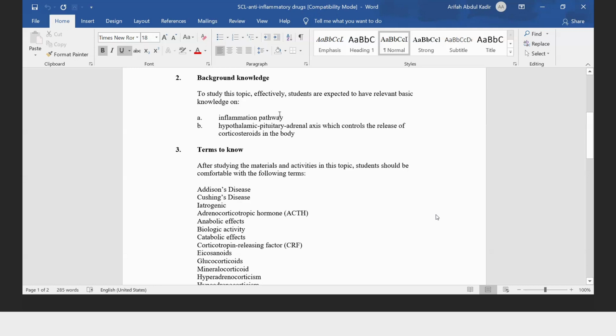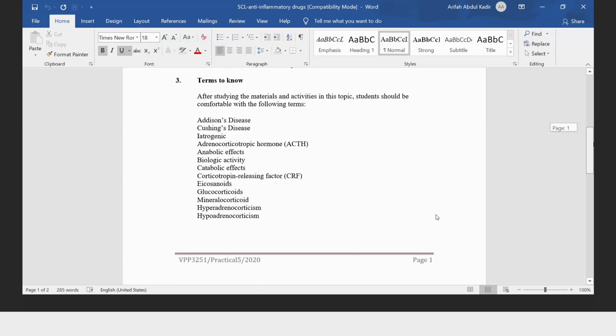Okay, so these are the basic things that you need to know on inflammation and the HPA axis. The terms that you need to know in this topic: Addison's disease, Cushing's syndrome or disease, iatrogenic, what are ACTH hormones, CRF. All the terms I've written here, important terms that you need to know in this.